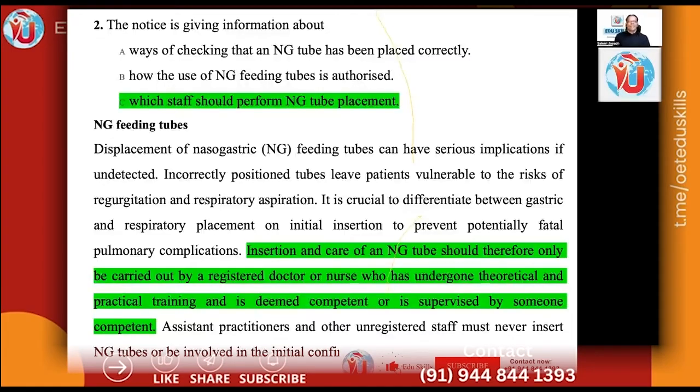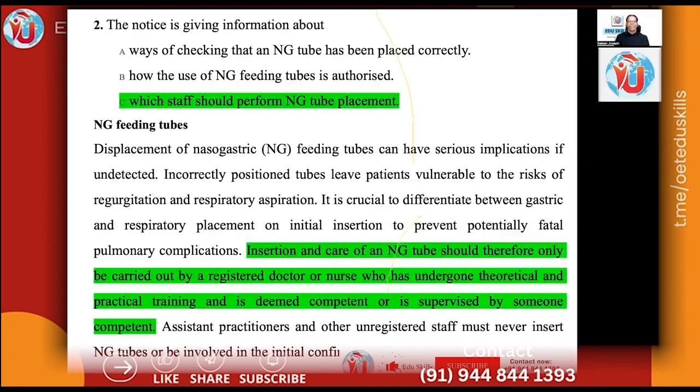So the notice is giving information about ways of checking that an NG tube has been placed correctly. There is nothing to check. They don't speak anything about checking a tube which is already correctly placed. Then go and check it. It's nonsense. Once you have placed it correctly, why should you bother now?